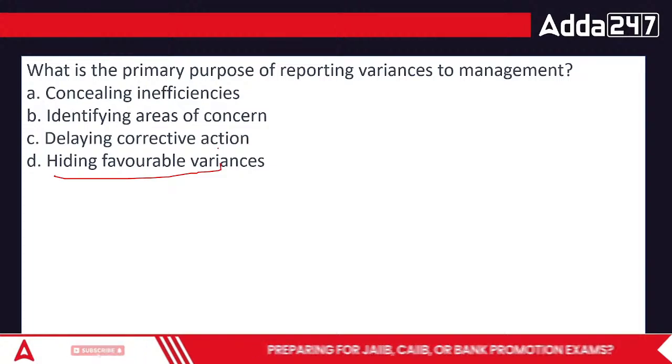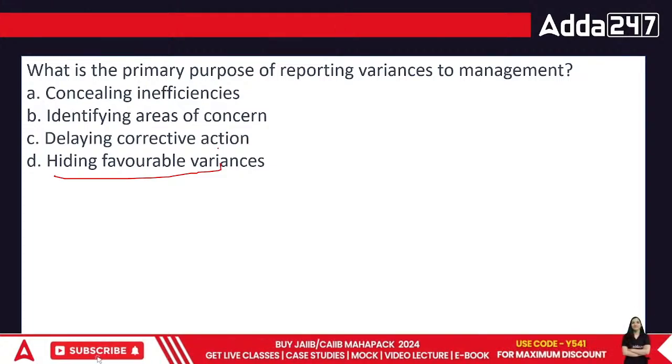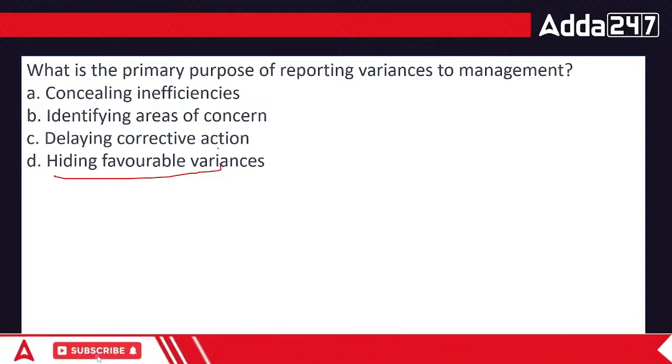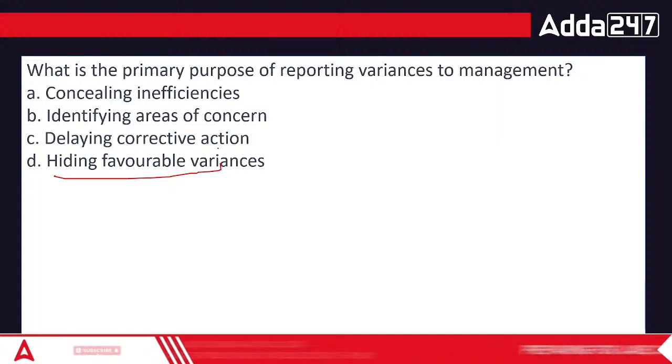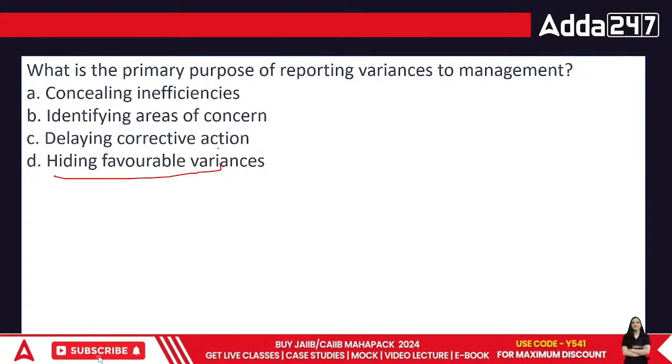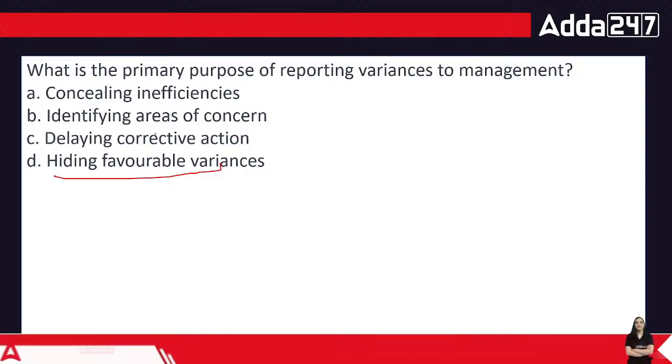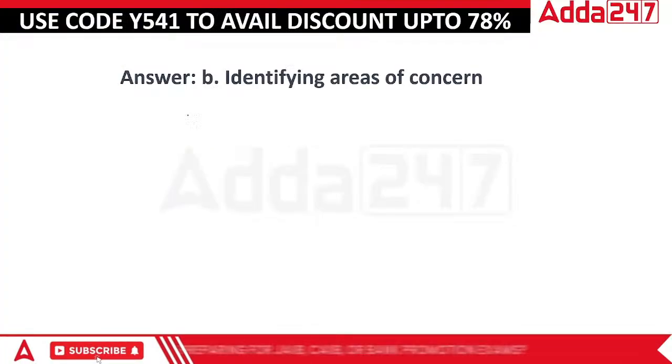When you are going good somewhere, you are going to tell people, look, I'm good at it. So we are not concealing something. And the answer would be identifying the areas of concern. The moment you find a deviation, you're going to work upon it.